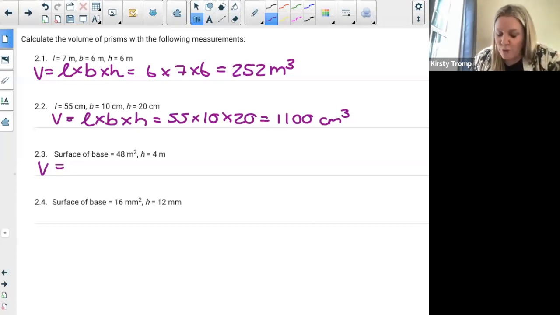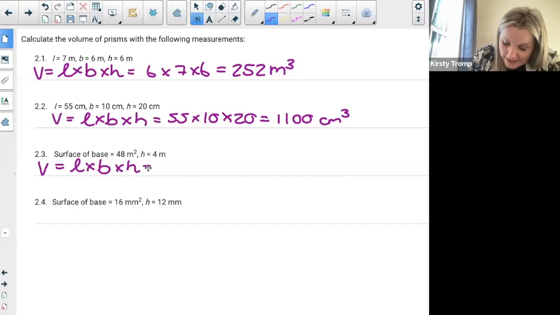Now it says surface area of the base. Now for the base, guys, if it's the surface area of the base, what's surface area of the base? Isn't it length times breadth? So what's our volume formula? It's always length times breadth times height. Well, they told us what the length times the breadth is. It was the surface area of the base. So they told us it was 48 times by 4.